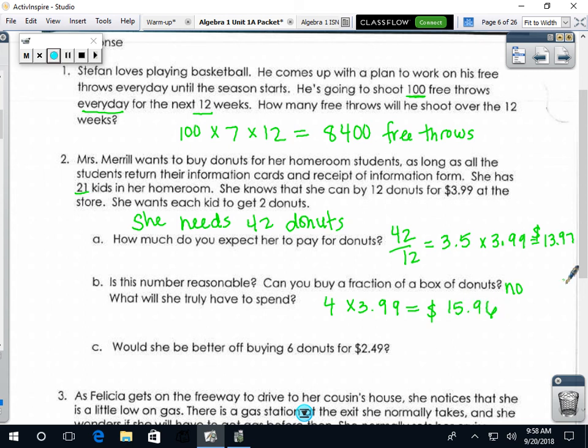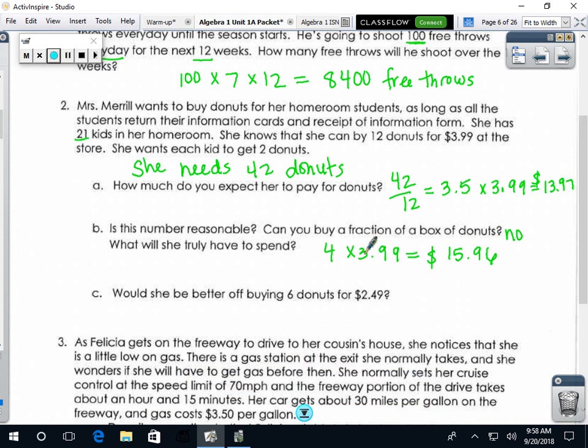$15.96. Okay, but remember, she doesn't really need 4 dozen because she only needs 42, and 4 dozen donuts is 48 donuts. So, say she was at a store that would sell her 6 donuts for $2.49. Would she be better off doing that? Well, let's see. If she bought 6 donuts for $2.49, that's that much money. And then she would need to buy how many dozens at that price?